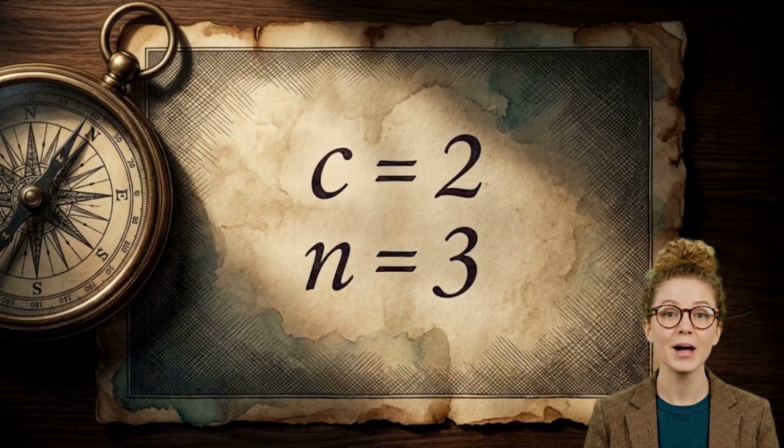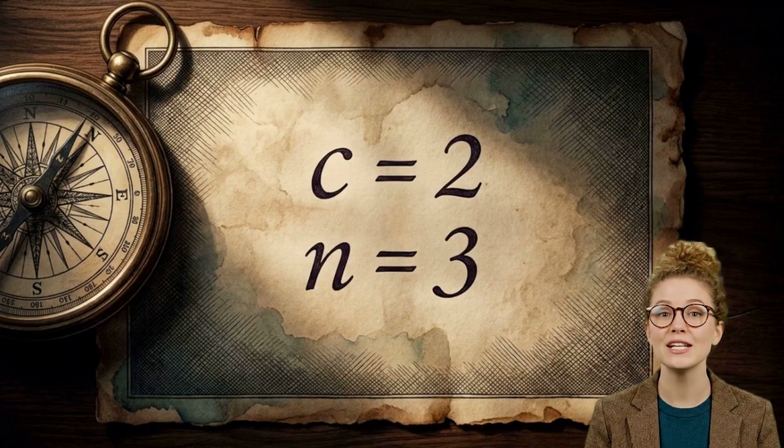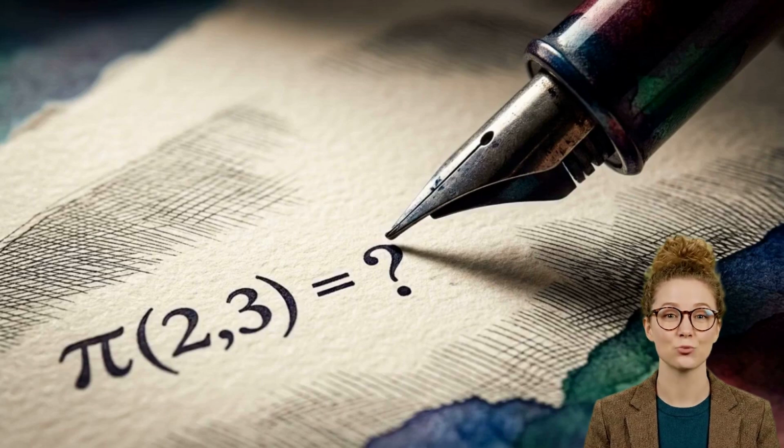Now, try to apply this geometry yourself. If you use the pairing function for bus 2, seat 3, what is their exact room number? Calculate the answer and leave it in the comments.